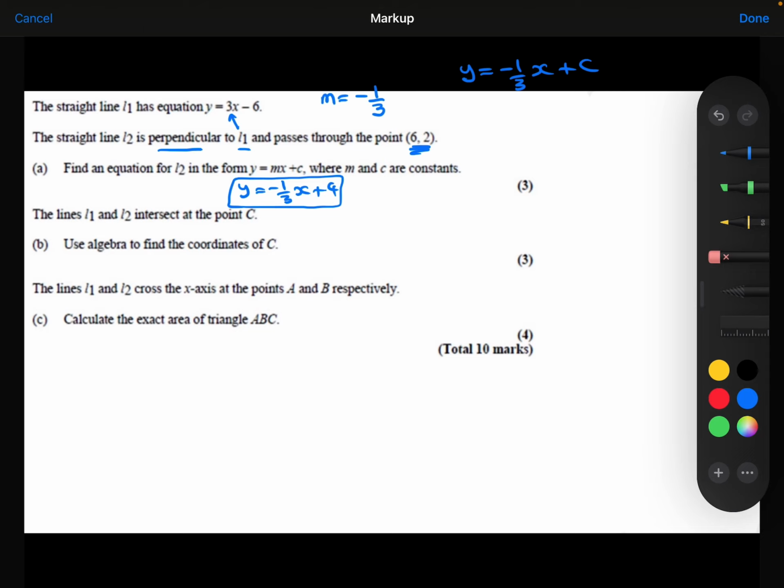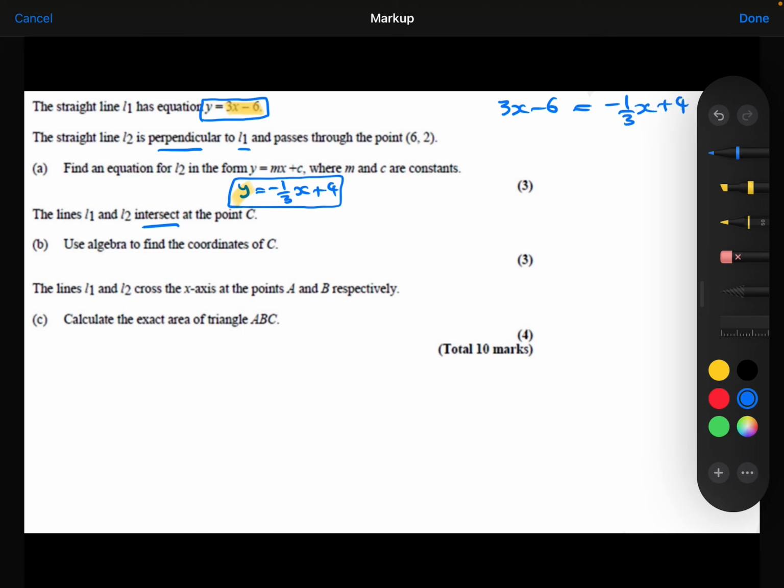We're then told that the lines L1 and L2 intersect at the point C. So intersecting, we're thinking simultaneous equations between L1 and L2. So I think we will just substitute the 3x minus 6 in instead of the y here. So we can say 3x minus 6 is equal to minus 1/3 x plus 4.